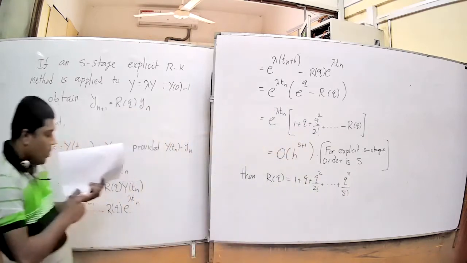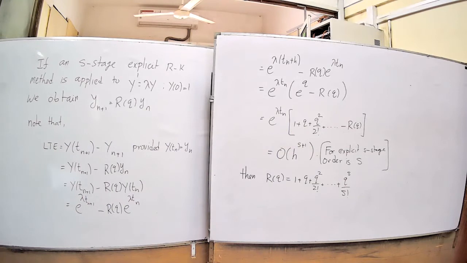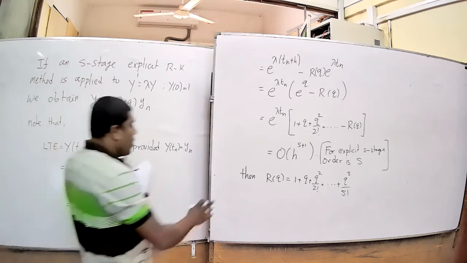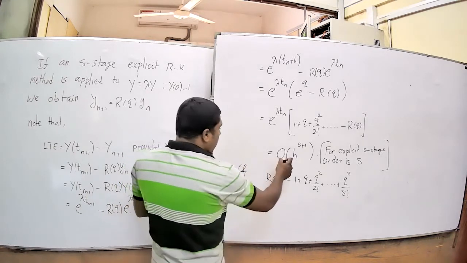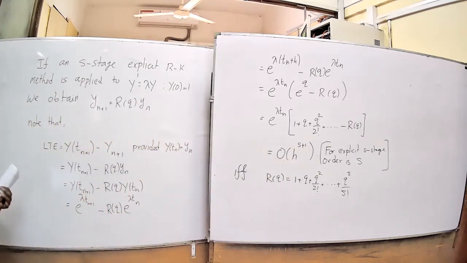Only when R(q) is equal to 1 plus q, plus q squared, up to q^s over s factorial, right? Only if this happens. I can say if and only if, but you understand what I mean. So this will be of order s plus 1 if and only if R(q) is exactly equal to this. In this case, you have a simplified form for R(q).